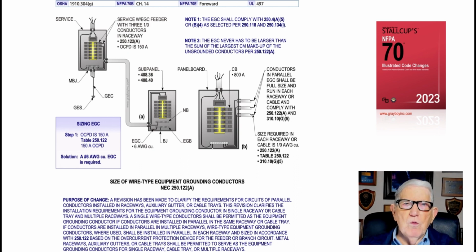And then just read your note 1, and it says that the equipment ground shall comply with 250.4(A)5 or (B)4 and be selected in 250.118 where you're pulling it in a raceway where it's non-metallic or metallic, and then 250.134 item 1. Note 2 just says that the equipment grounding conductor never has to be larger than the ungrounded conductors, but must always meet the requirements of 250.122(A) in the table. So that's what this illustration is illustrating to the user of the NEC.